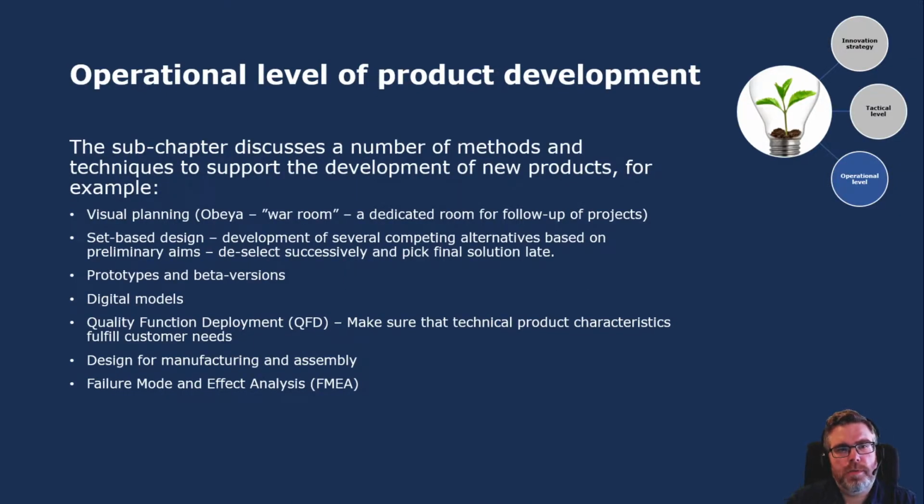Okay, so at the operational level of product development, this chapter discusses a number of methods or techniques to support the development of new products. For example, visual planning, Obeya, or a war room, which is a dedicated room for following up projects.